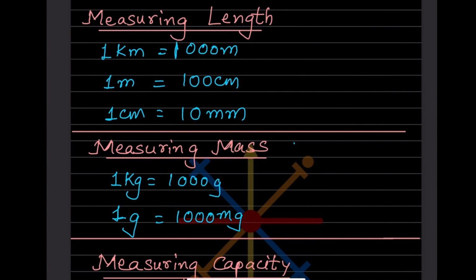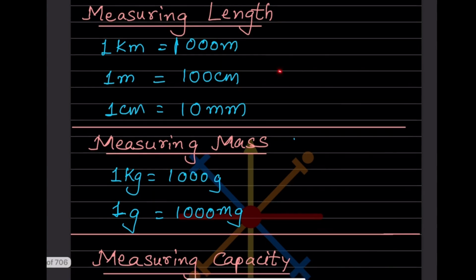So now let us see what it is. 1 kilometer is 1,000 meters. Then 1 meter is 100 centimeters. 1 centimeter is 10 millimeters. Mm stands for millimeter. So now you know the scale.